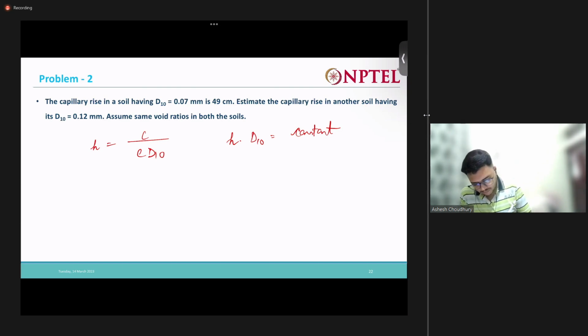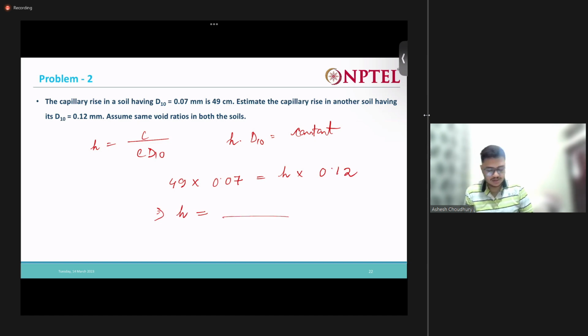For 49 it's 0.07, and we have to find out for 0.12. So h into 0.12, from here you can get my h. These are two simple problems, just based on the Hazen formula you can find out the capillary height of capillaries.